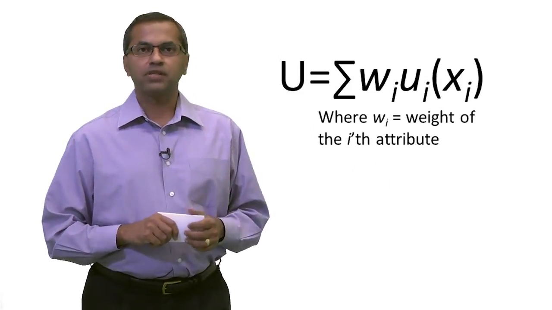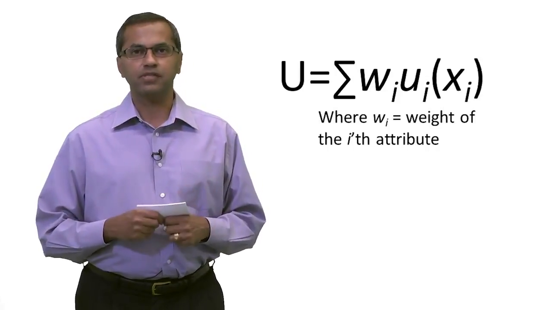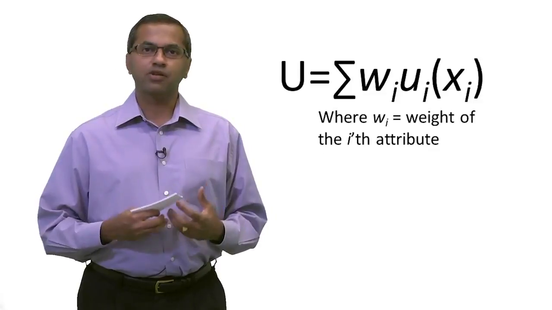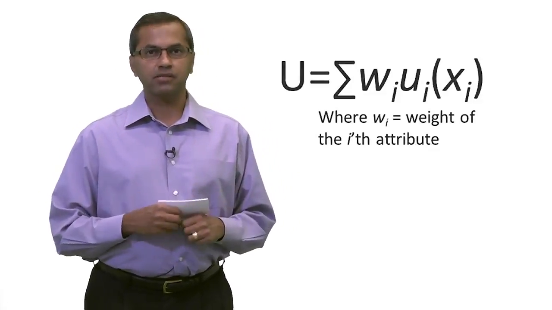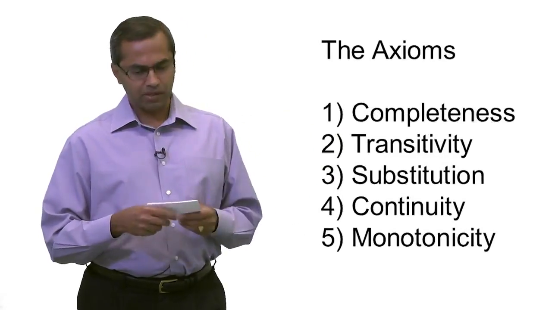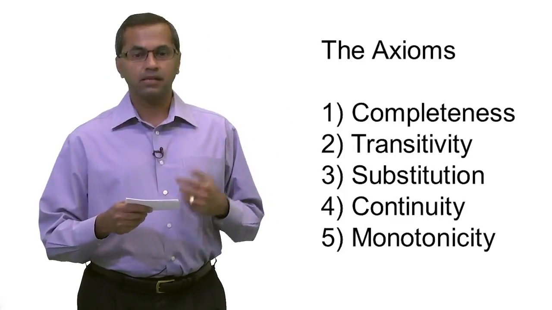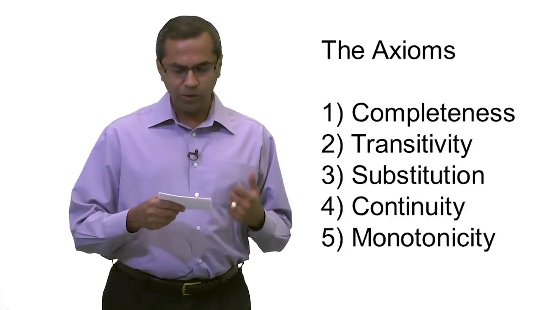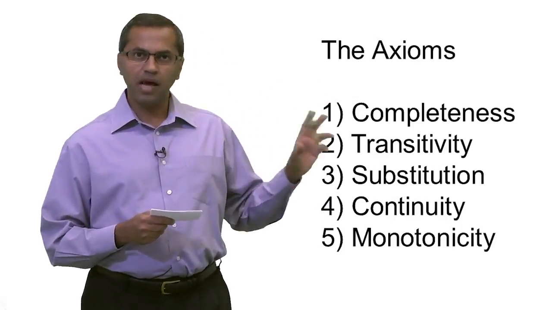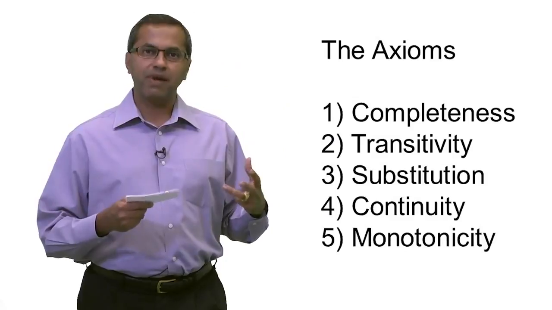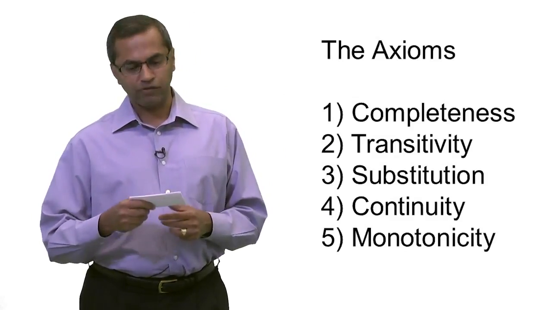This equation that we saw in the last unit is the basis of what is called the expected utility theory of decision making. This theory relies on 5 principles or 5 axioms that underlie rational decision making. Here are the 5 axioms. The first one is called completeness, the second one is transitivity, the third is substitution, the fourth is continuity, and the fifth is monotonicity. We're going to focus on the first 3 because the last 2 are really there for mathematical tractability of the model, and they don't have interesting behavioral insights coming out of those.